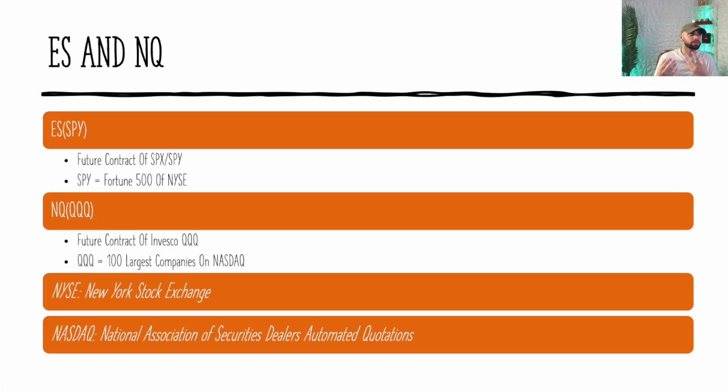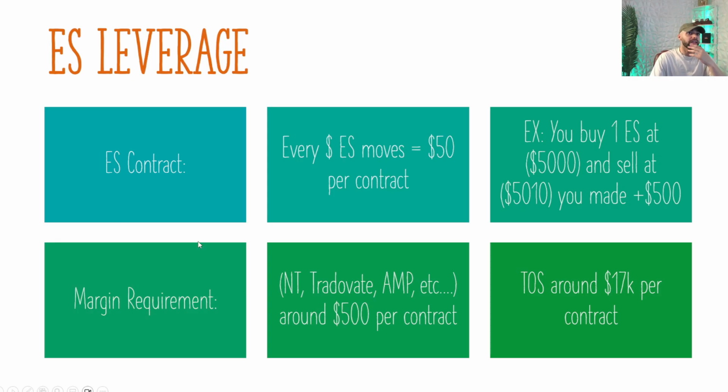It is the future derivative of SPY, and there's an option derivative of SPY, all these other derivatives. But focus on ES, which is a futures contract. This is what it is, what's behind them, what the exchange is. You probably don't care, and neither do I. This is the leverage of ES. Now, this is important. Every dollar ES moves, you get $50 per one contract.